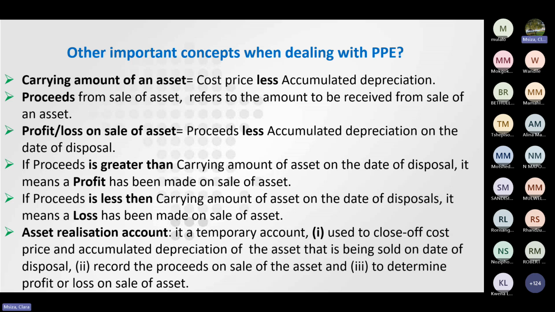Carrying amount of an asset. This is important because every year you need to adjust this amount, and this amount will appear as part of your PPE in your statement of financial position. So it will be your cost price less your accumulated depreciation.